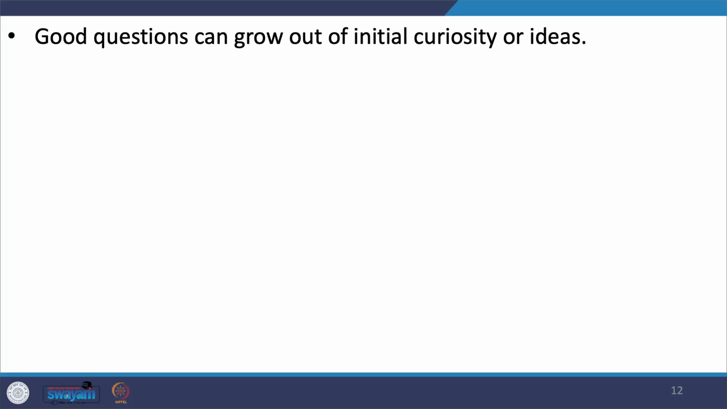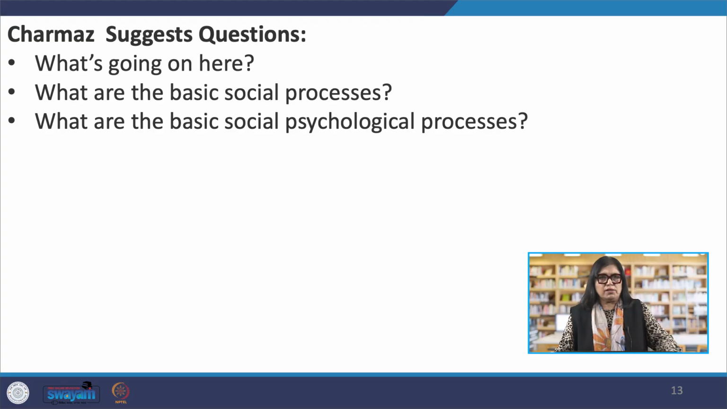Good questions can grow out of initial curiosity or ideas for a qualitative study, but at the early stages, most questions are rough drafts. Agee suggests beginning with a self-question: what do I want to know in this study? Even those using grounded theory have some broad questions after entering a potential research site. Charmaz suggests that broad questions such as what is going on here, what are the basic social processes, and what are the basic social psychological processes can serve to help a researcher find some initial focus.